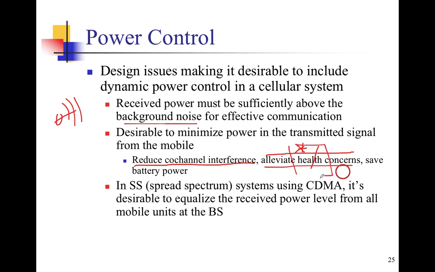of concern. In a spread spectrum system using CDMA, it is desirable to equalize the received power level from all mobile units at the base station. So this is actually what we use in our daily life, in our mobile phone, CDMA. If it is equalized, then it's okay. There's no co-channel interference.